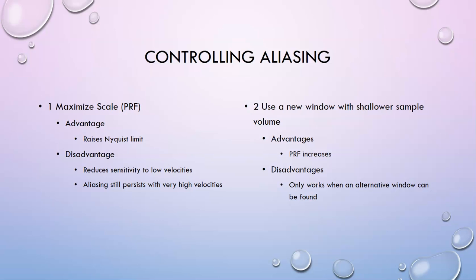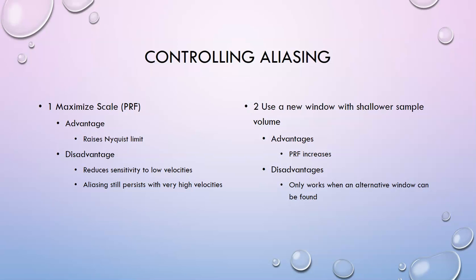So we can control aliasing by maximizing the scale, the PRF. And when you say scale, we're talking about the velocity scale. The advantage of this raises the Nyquist limit. The disadvantage of it is that it reduces our sensitivity to low velocities. So aliasing can still persist even with very high velocities, even if we max out our scale. So if we max out our scale, we still may see aliasing if we have a really tight stenosis in our patient.